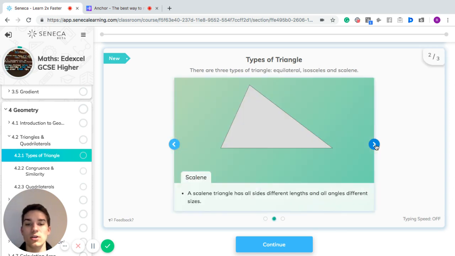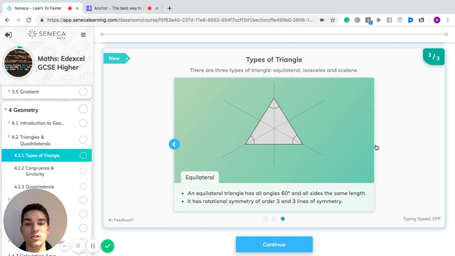Now a scalene triangle has all sides that are different lengths and all angles that are different sizes, and there are no lines of symmetry in scalene triangles. Now, an equilateral triangle means that all the angles are 60 degrees and all the sides are the same length. Now, this has rotational symmetry of order 3, and it also has 3 lines of symmetry.